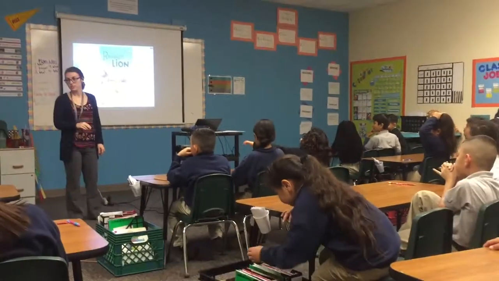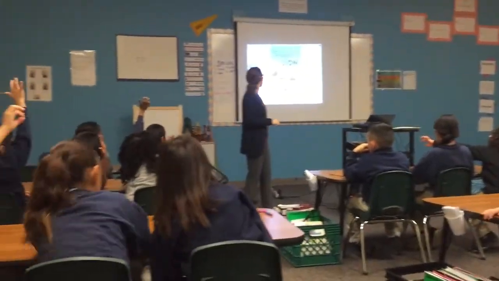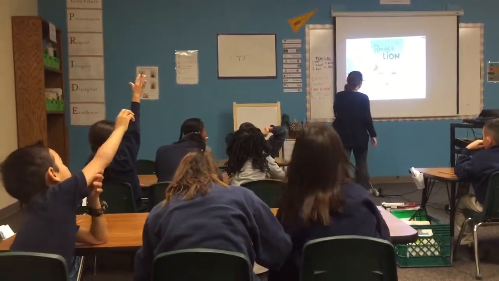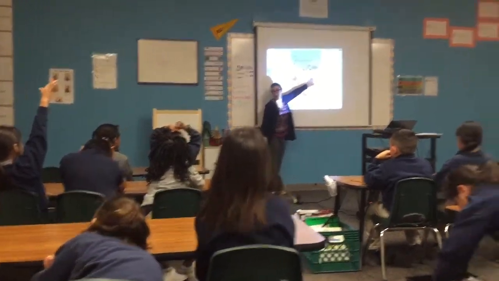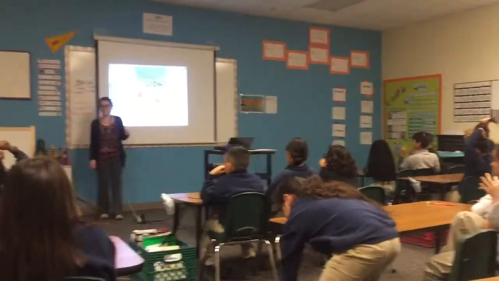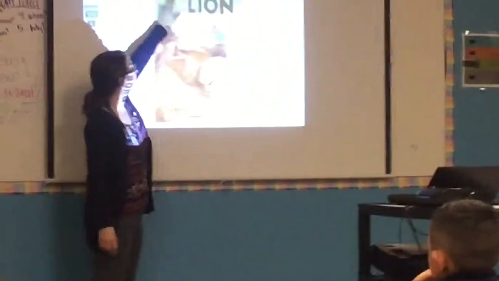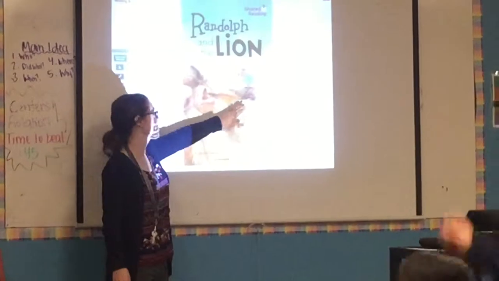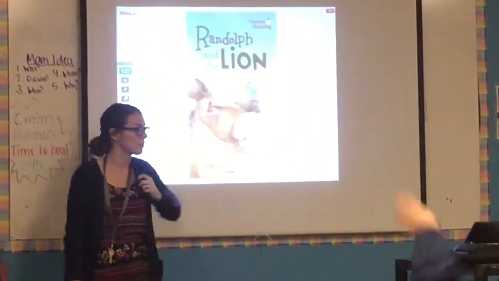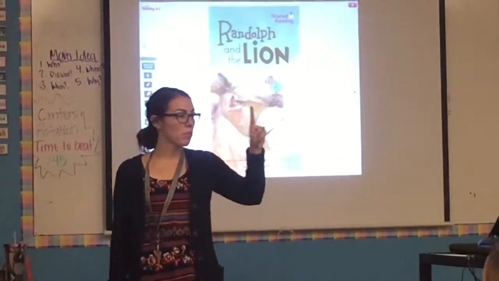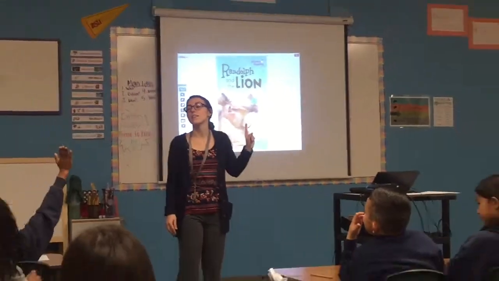Lashandra? Randolph on the lion's den. So you think this is Randolph. Why do you think that's Randolph? Because the title's called Randolph and the Lion. She sees a lion, so she's guessing that this is Randolph. Okay? Good. One more. Getzel.